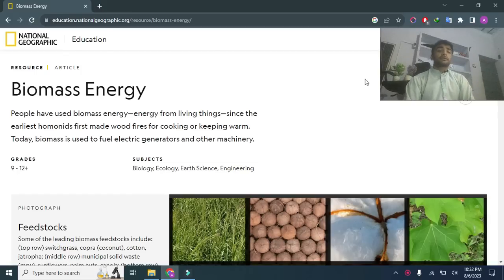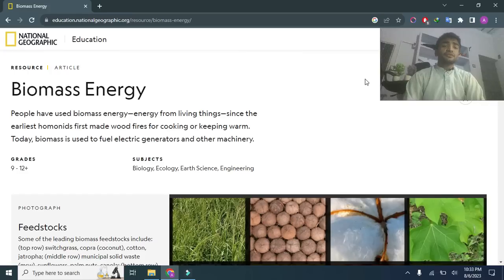Today our topic is biomass energy. As we know, there are many sources of energy, and biomass is one of them. Biomass energy is the cheapest source of energy, after solar energy. So, biomass energy, let's start our topic.